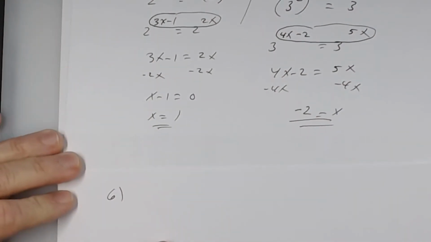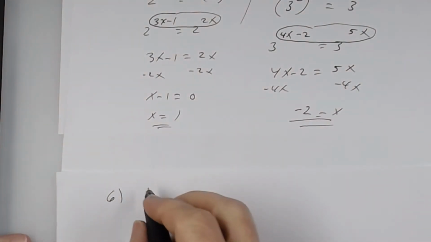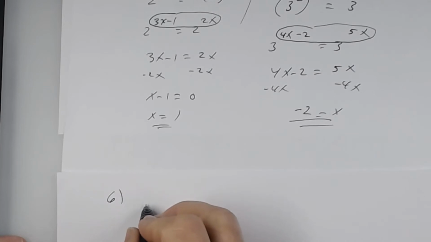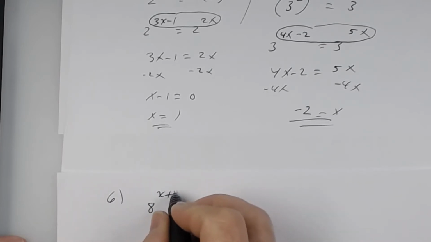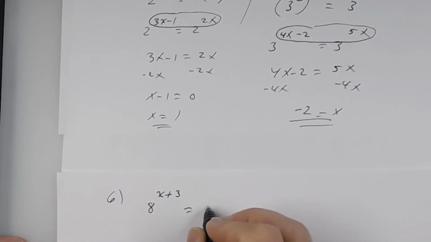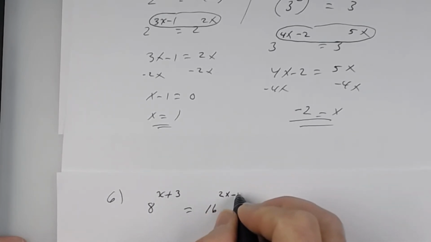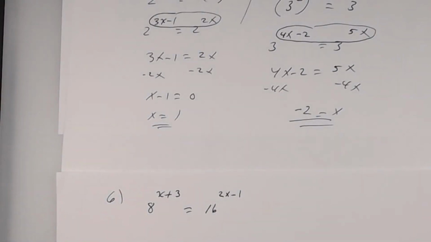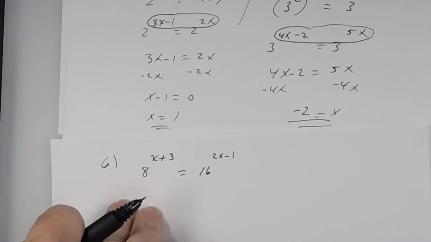Okay, number 6. All right, listen carefully. 8 to the x plus 3 equals 16 to the 2x minus 1. Now, if you can do number 6, I think you'll be okay.